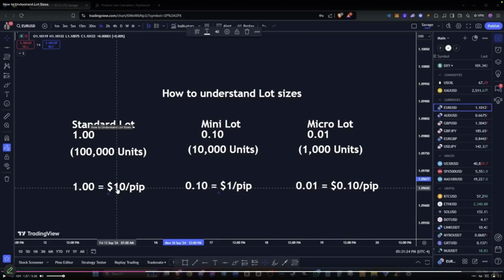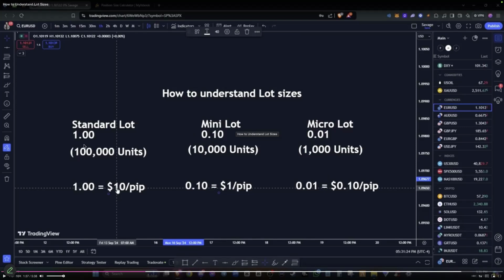If instead of a standard lot, Anita took a trade and she used a mini lot, a mini lot means that for every pip movement, you're going to be making $1 per pip movement. So if that price moved 10 pips, you're going to gain $10 for that move. That's using a mini lot. And with a micro lot, you would be making 10 cents for every pip movement. So if that trade moved 10 pips, you're going to gain $1.